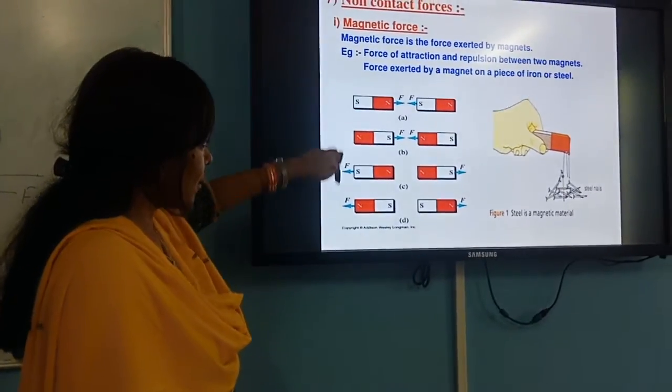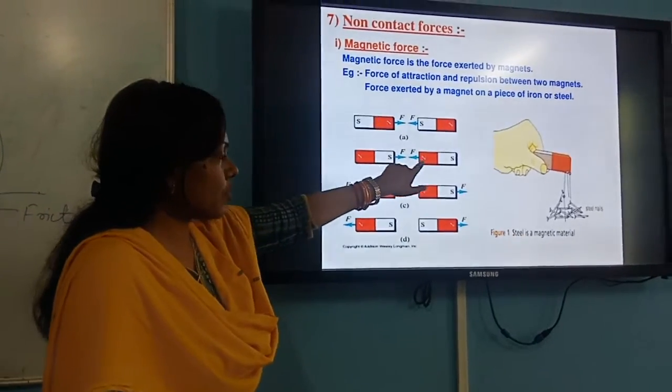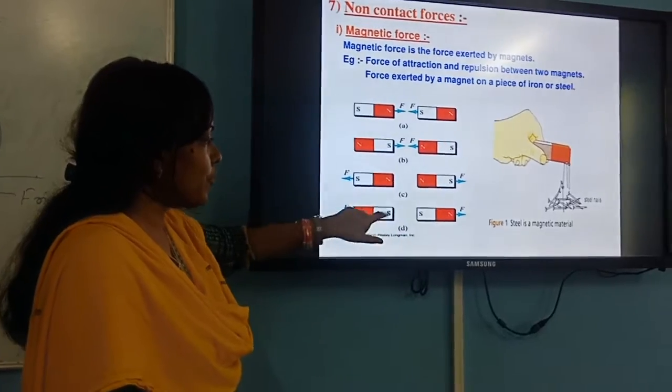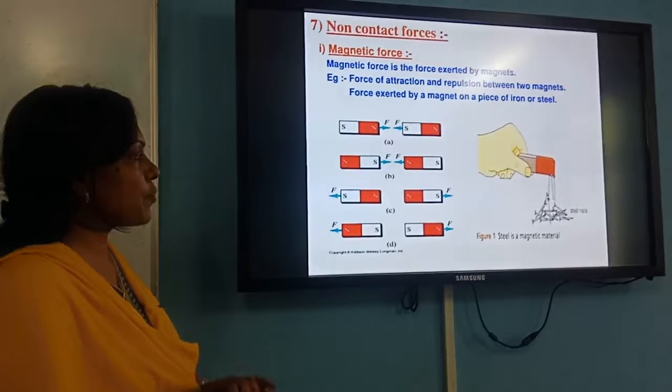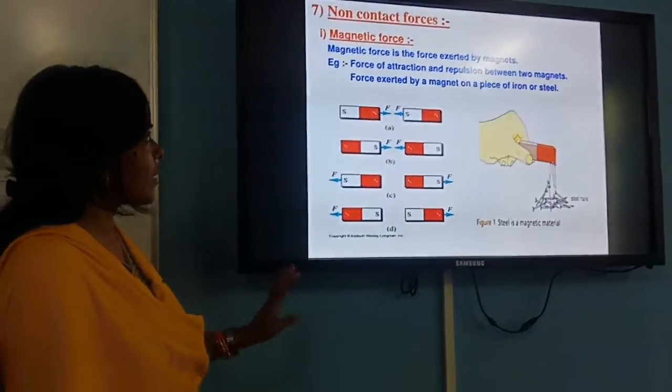In the example here, the north pole and the south pole attract each other. South and north poles attract each other. North and north repel each other. South and south repel each other. And we know that a magnet also attracts iron nails, and materials made of iron, cobalt and nickel. So it is the magnetic force.